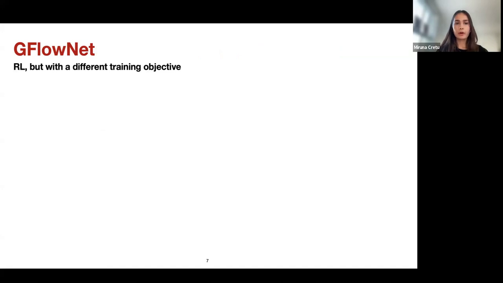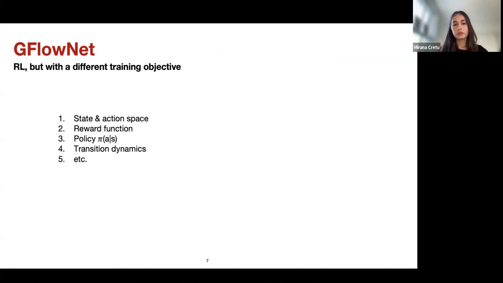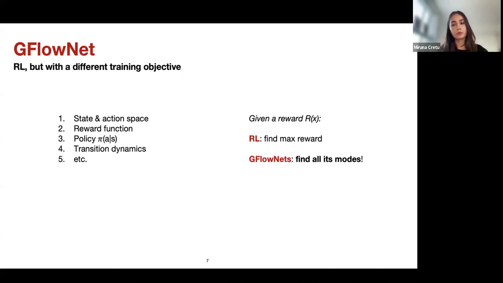Now, the way I like to think about GFlowNets is that they are RL, reinforcement learning, but with a slightly different training objective. And that is because they share a lot of commonalities. They are both defined by a state and an action space, a reward function. We're trying to learn a policy that samples actions given a state, and they are defined by transition dynamics, etc. But the distinction is, again, that in RL, we're usually trying to find the maximum reward, and we can introduce things like entropy there, but this is usually the goal. And for GFlowNets, we want to find all the modes of the reward function.